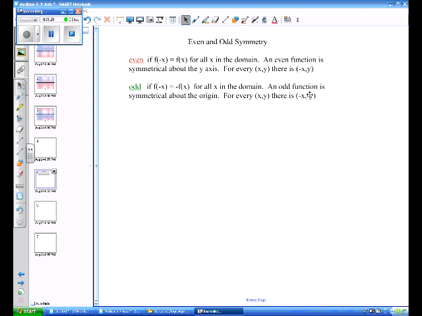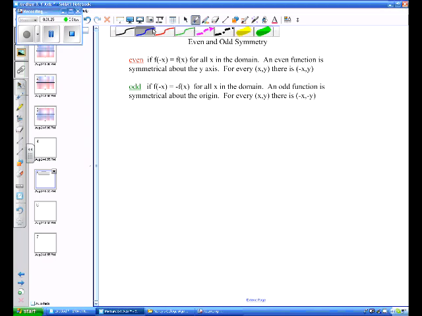So let's look at a couple of functions and see how we would go about testing to see if your function is odd or even. And there are some functions that are neither. Not every function's even, not every function's odd. Some are just going to be functions that have no symmetry. So let's take this first one. If we have f of x is equal to x squared plus 6.